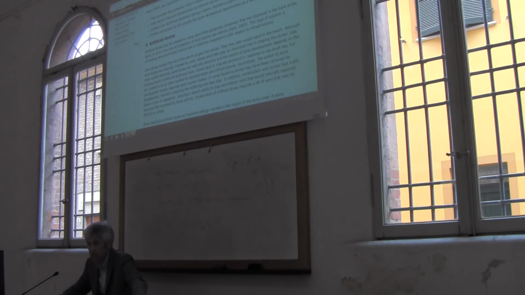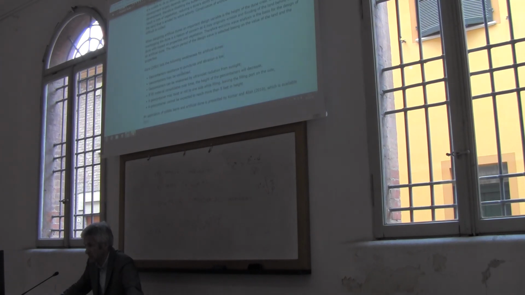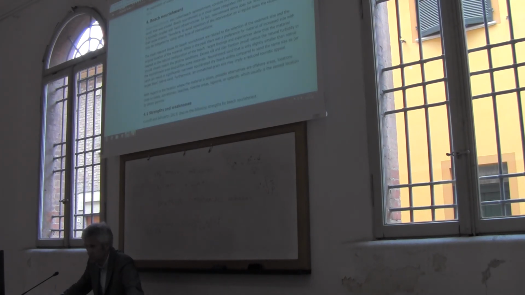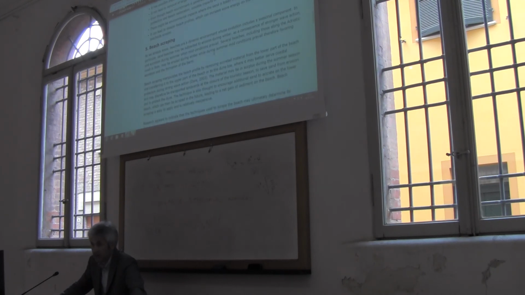Artificial dunes. There was a question by one of you, I think it was you. So, you know, the dunes are natural shapes that protect the land. And when they are eroded, we can remake them. And here there are weaknesses. Beach nourishment, we talked with Gabriela yesterday, strengths and weaknesses. Beach scraping, what is beach scraping? I already mentioned it to you.